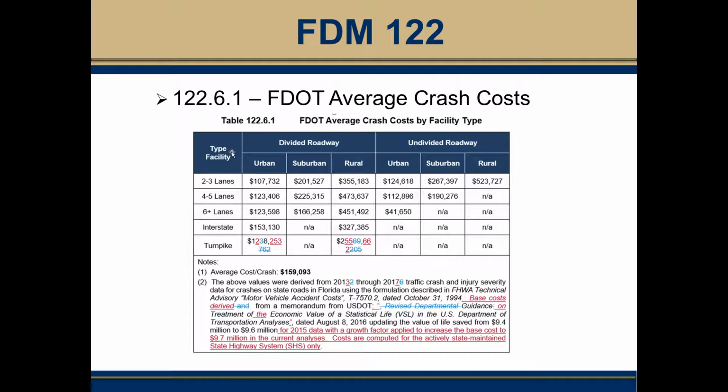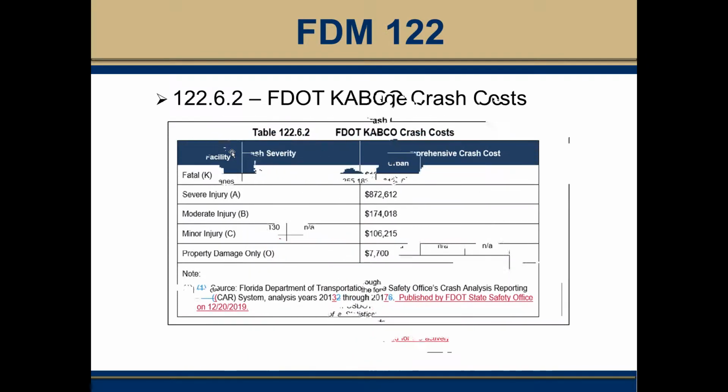But for crash costs, when you're doing your benefit costs, use the values from this table depending upon what type of facility you have. If it's a little unclear, a bit of a hybrid situation, you may want to use the average cost per crash. We are working on developing a more robust online system that you can get up to the date crash information, and when those become available, we'll let you know. But for now, we want to use this table 122.6.1 to develop all benefit costs.